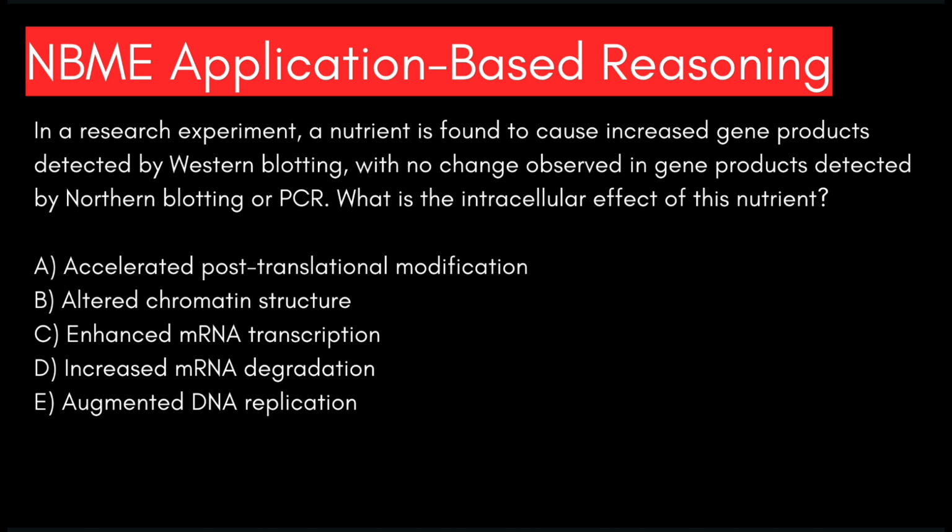In a research experiment, a nutrient is found to cause increased gene products detected by Western blotting, with no change observed in gene products detected by Northern blotting or PCR. What is the intercellular effect of this nutrient?